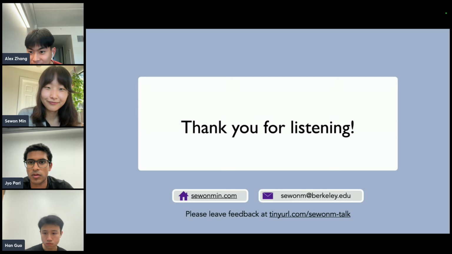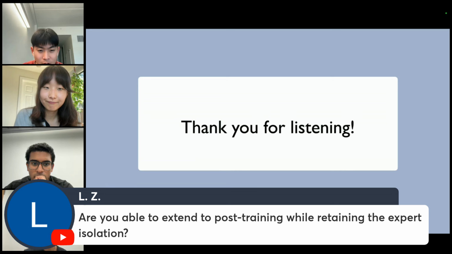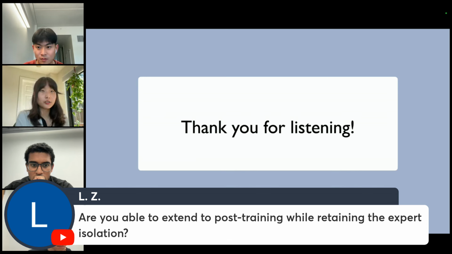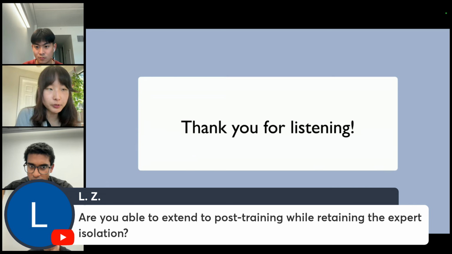There's also a question from a lot of LZ: are you able to extend to post-training while retaining this whole expert isolation setup? Great question. To clarify, our model is all pre-training or mid-training. There's no post-training, but in the end we want to post-train, so how to do that is important. There could be two different answers. One is we take this FlexOlmo as a standard mixture of experts, and then we just post-train on it, just like we would on a standard mixture of experts.